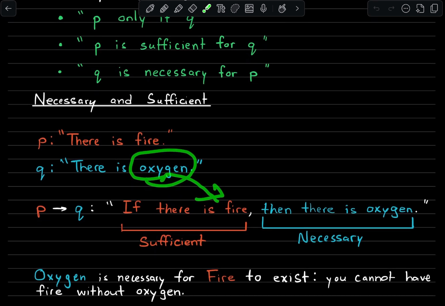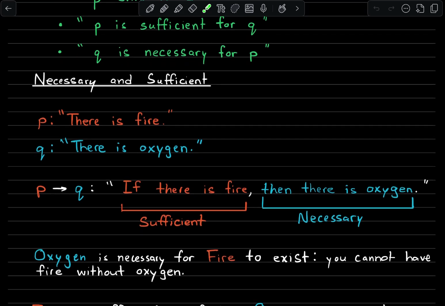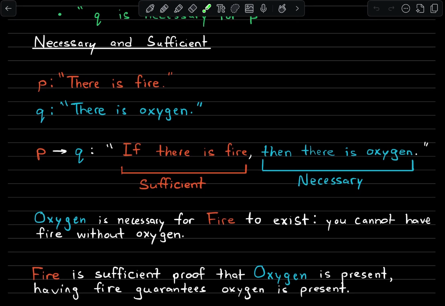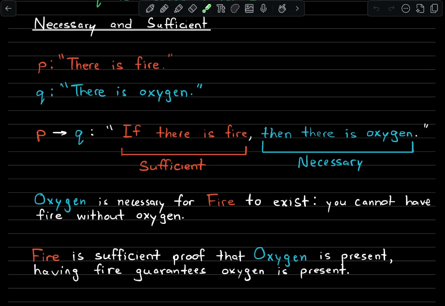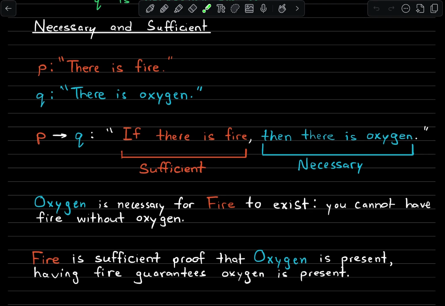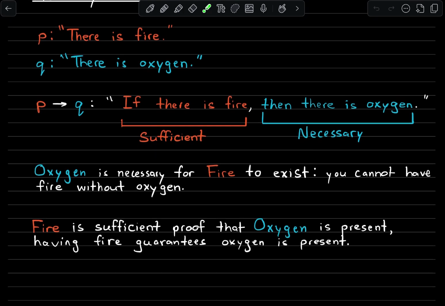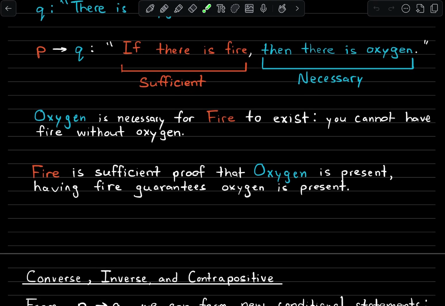So oxygen is necessary for fire. Okay, and that makes sense. Oxygen is necessary for fire to exist. You cannot have fire without oxygen. On the other hand, fire is sufficient proof that oxygen is present. Having fire guarantees that oxygen is present. Again, because fire cannot exist without oxygen. So if there's fire, there must be oxygen here. Okay? So we can deduce the presence of oxygen from the presence of fire because of this relationship, that oxygen is necessary for fire. All right? So that's necessary and sufficient.